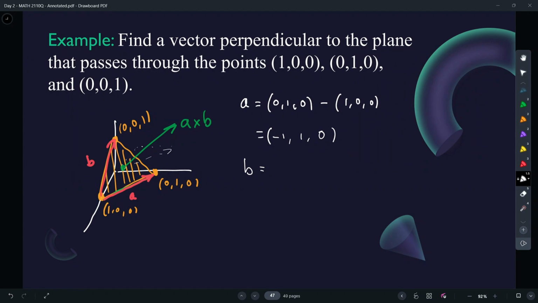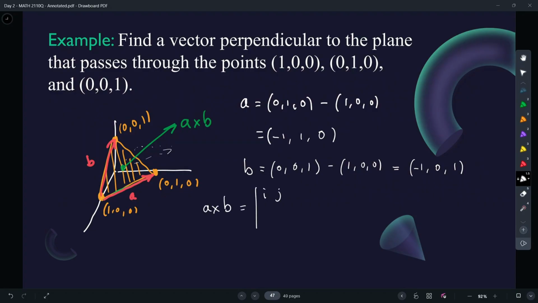Now, what is B? It goes to 0, 0, 1, starting from 1, 0, 0. So the coordinates for that one will be minus 1, 0, 1. And now I'm going to compute the cross product of A and B.